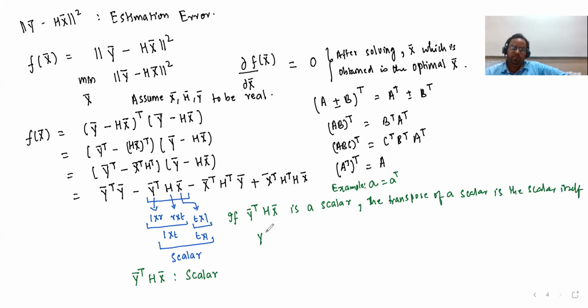So we essentially have Y transpose HX. I write here the transpose of this will be equal to Y transpose HX. So I take this transpose inside and use this particular identity. What we get here comes out to be X transpose H transpose Y. This becomes equal to this particular thing.